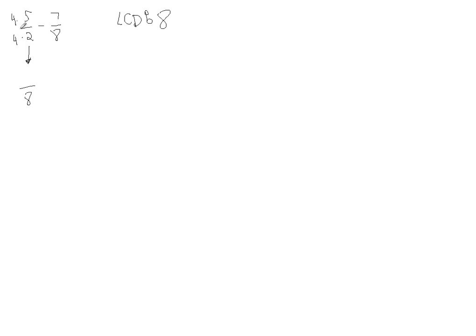So 4 times 5 is 20, minus, and we can just bring this down, 7/8, and we have a common denominator for both fractions. So just like in adding, we have the 8 as the denominator, and we subtract across the top. 20 minus 7 is 13, and 13/8 is our answer.